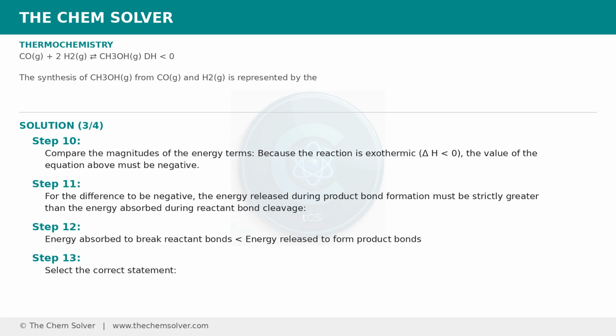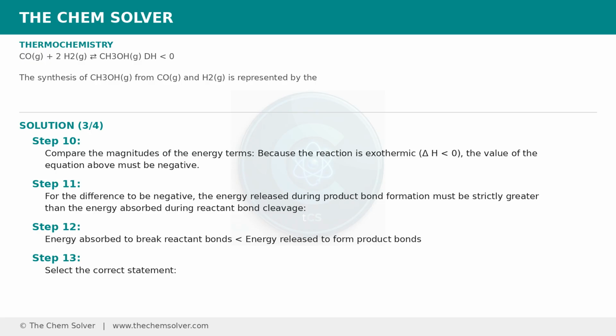Compare the magnitudes of the energy terms. Because the reaction is exothermic, ΔH < 0, the value of the equation above must be negative. For the difference to be negative, the energy released during product bond formation must be strictly greater than the energy absorbed during reactant bond cleavage. Energy absorbed to break reactant bonds < energy released to form product bonds.